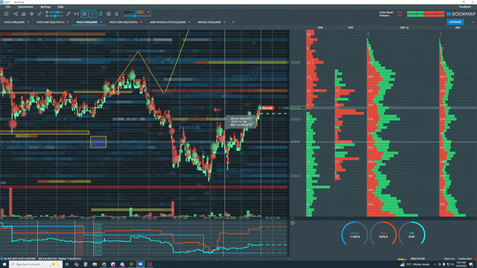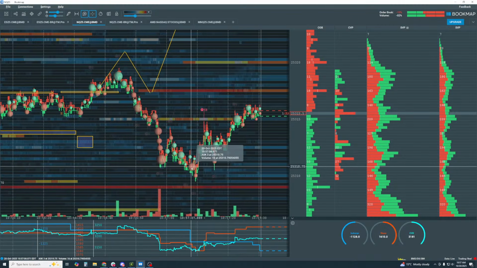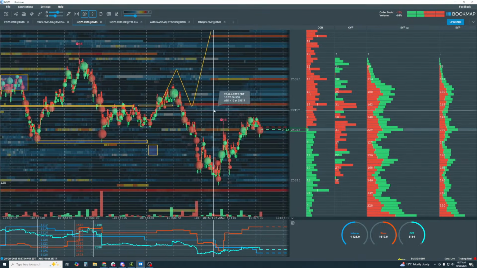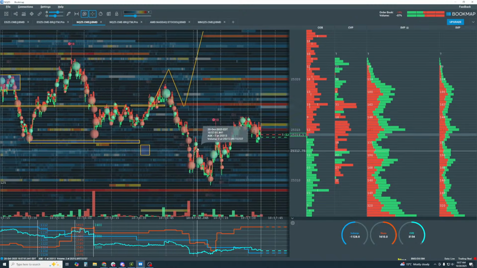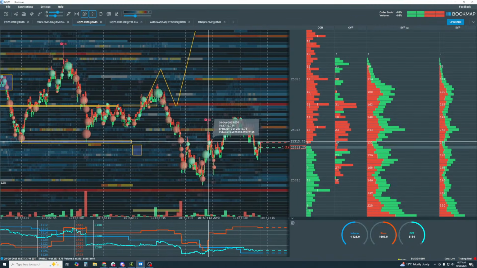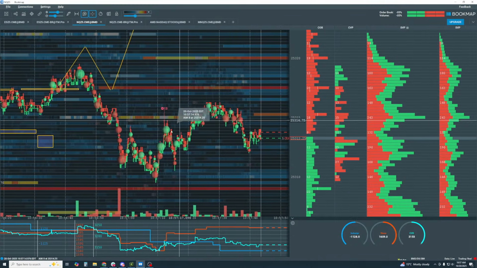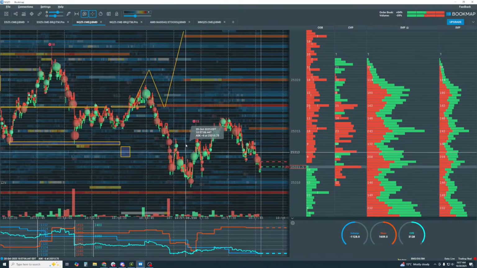Yeah, again, this one failed. I mean, it did break the low here, and it came right back up. We're looking for this pullback continuation. And now, like I said, we got some of it, and that's why I recommend taking some off at the bottom of the range.